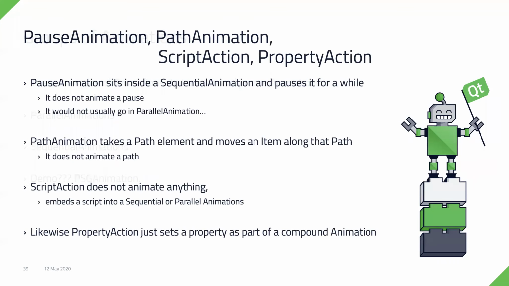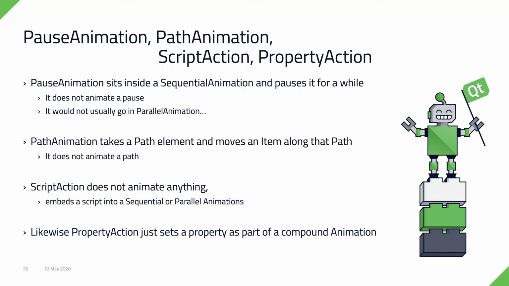There are more things to know about animations, of course. We have a thing called a pause animation. Pause animation is not something which animates a pause. It actually causes a pause. So you would put it inside a sequential animation, and it would put a gap between the steps. You could put that in a parallel animation as well, and it would run the pause parallel to the rest of the steps, so you probably wouldn't see it. There's also a path animation. Now, a path animation animates an object along a path. It doesn't animate the path itself. So you would use that as a way to create movement in a demo.